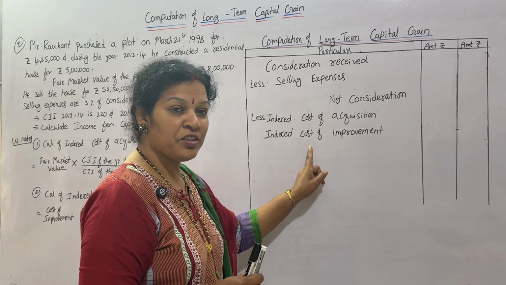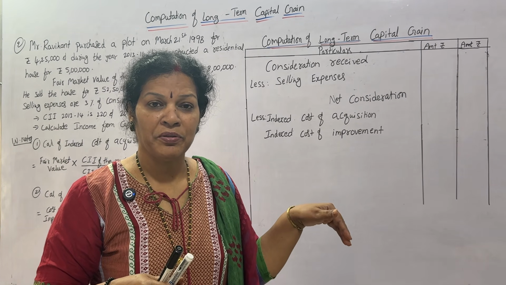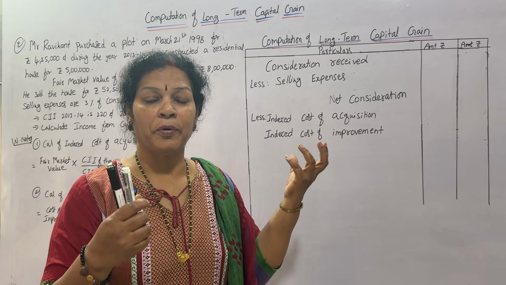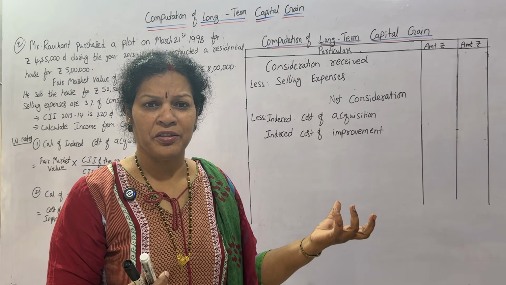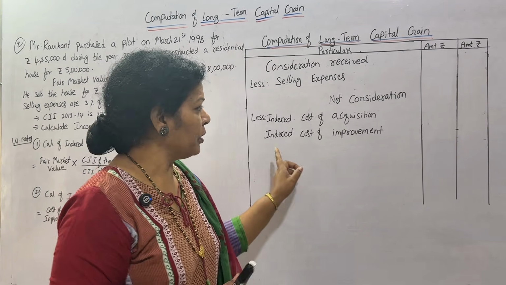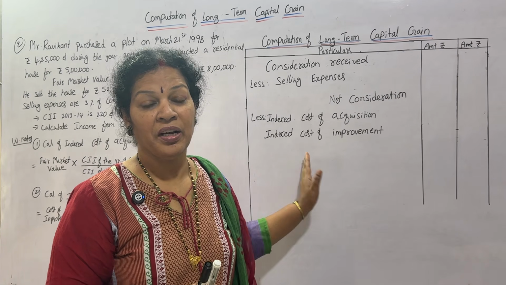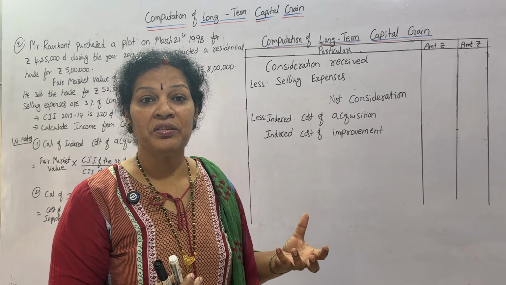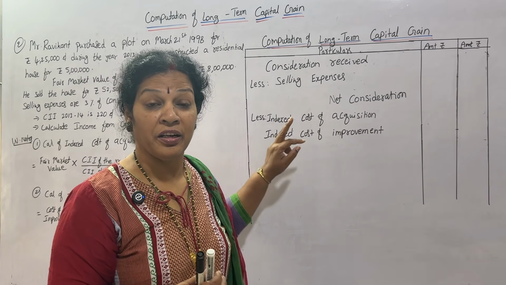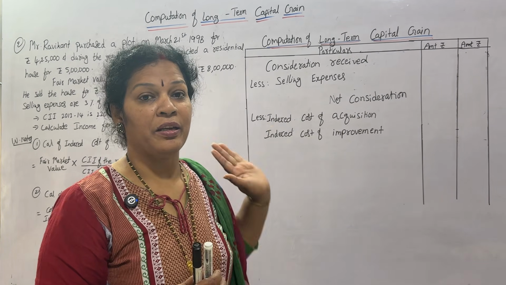Number one is indexed cost of acquisition. Number two is indexed cost of improvement. Improvement is for the purpose of making the asset better. For improvement you might be spending some amount. So that is improvement, and this is also indexed. At present, whatever the value is, according to that you are going to calculate. These two calculations you must know. How do we calculate them?